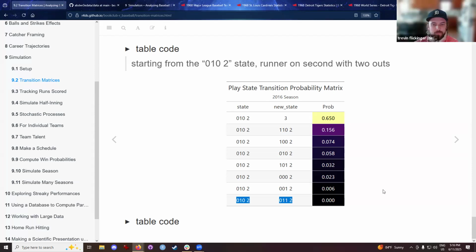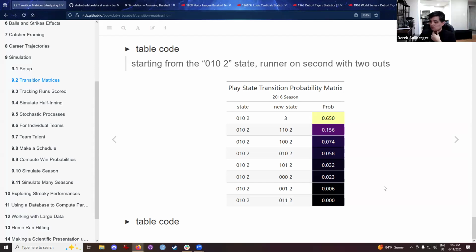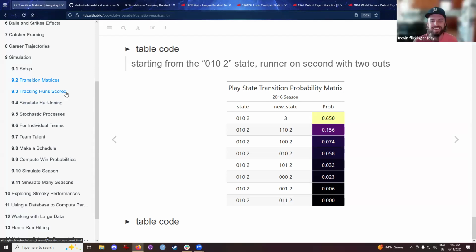Hmm. That's interesting. Hence the 0% probability. It happens 1 in a million, I guess. But every once in a while, maybe you send Sid Bream home because you know Barry Bonds is in that field and you just go for it. Yep.